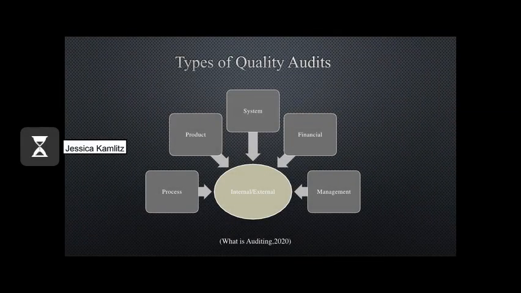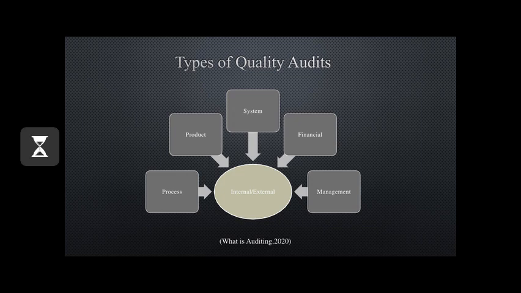Types of quality audits. The types of quality audits is a very broad subject, but I've included the 5 main types of quality audits in this presentation. The 5 types of quality audits are process, product, system, financial, and management. Process audits. These mainly focus on measuring the established limits or criteria of a defined process. In other words, it's checking if a process or procedure's criteria is being adhered to.